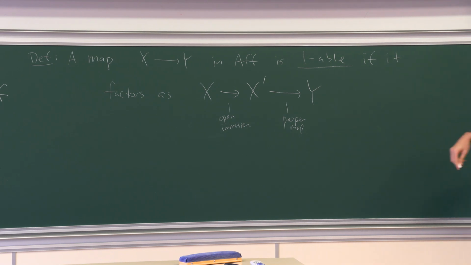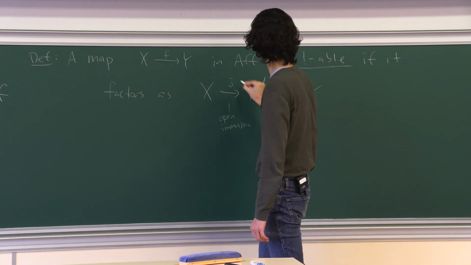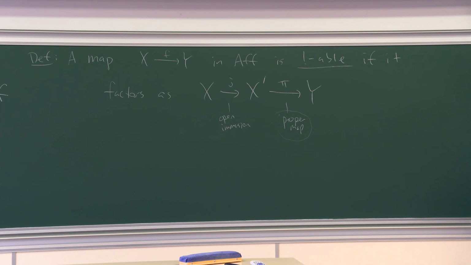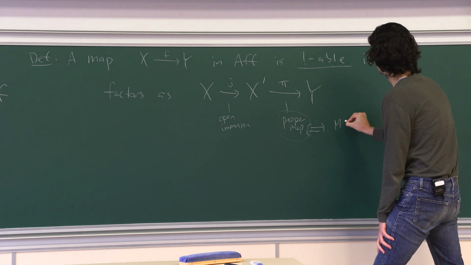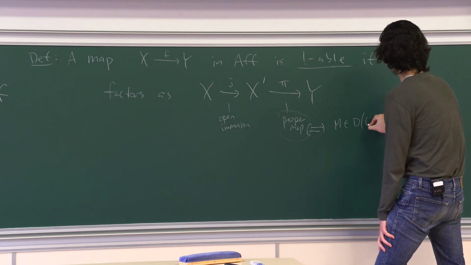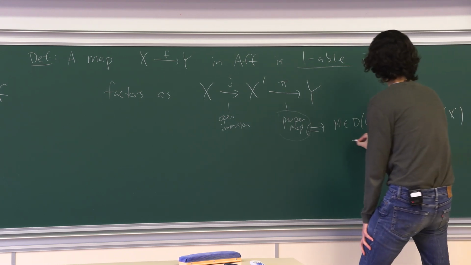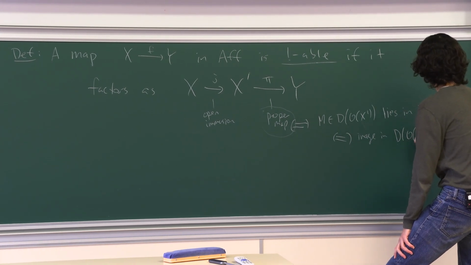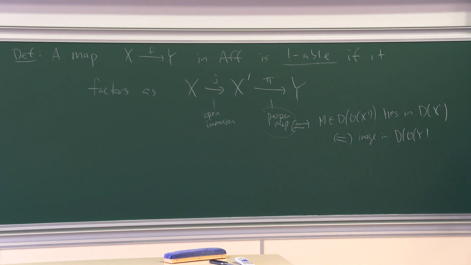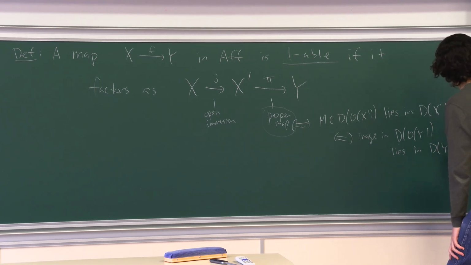What was the definition of these concepts? Well, for a proper map, let's call this F, and let's say J and then pi. For a proper map, this means that an element M in D of O_X' lies in D of X' if and only if its image under the forgetful functor in D of O_Y lies in D of Y.